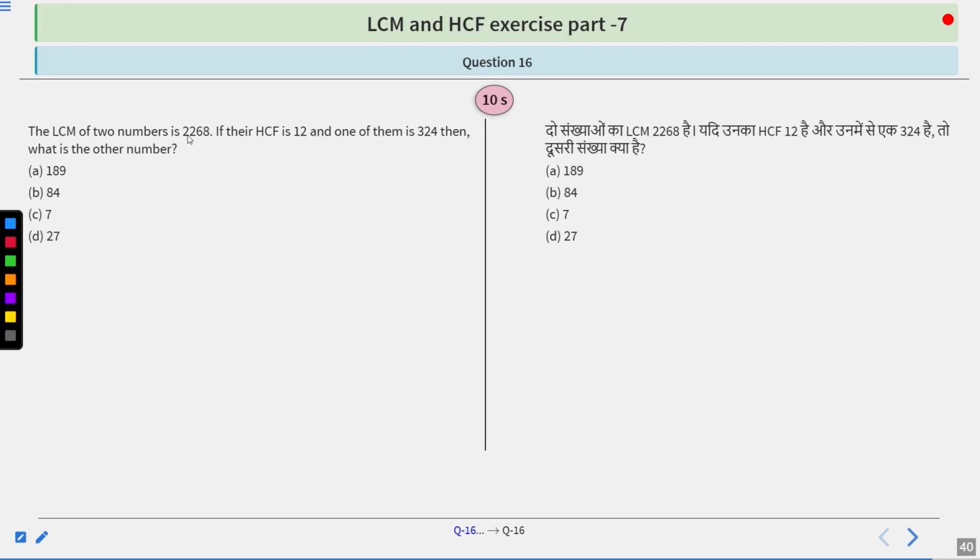The LCM of two numbers is 2268. If their HCF is 12 and one of them is 324, then what is the other number? And options are 189, 84, 7 or 27. These are the options. And I'm giving you 10 seconds to find out the correct answer. After that, I will do the solution.